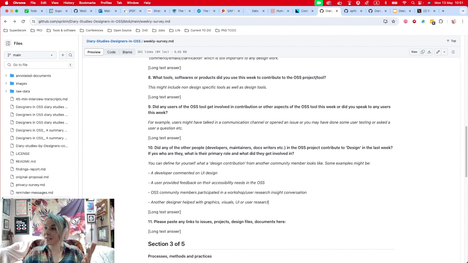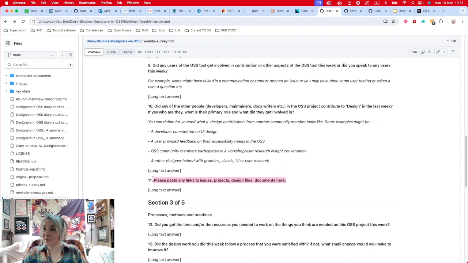There are a few examples here of how you can define what a design contribution from another member of the community looks like. Some examples might be a developer commenting on UI design, either in a comment thread in an issue or in a design tool, essentially. Users providing feedback on accessibility, or participating in a user research workshop or something like that.